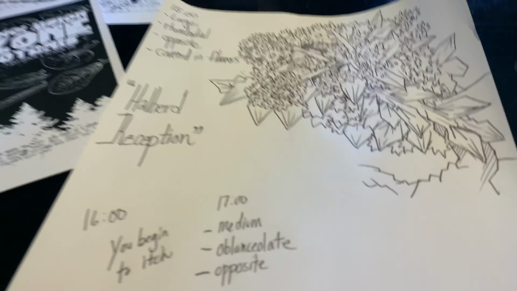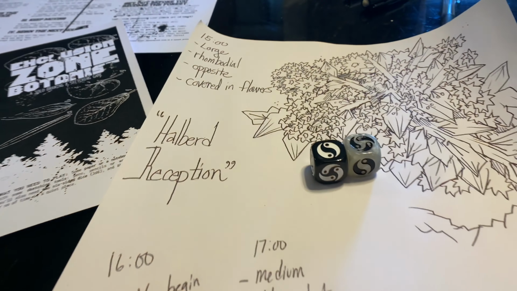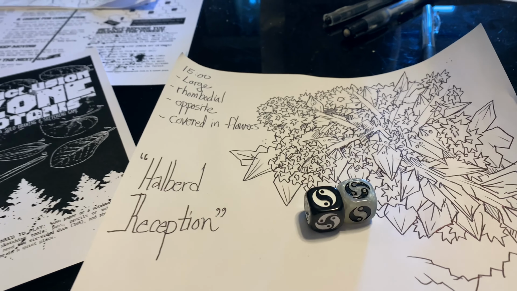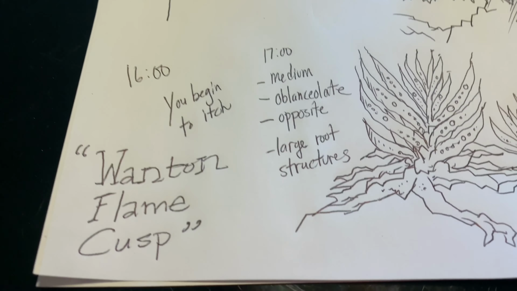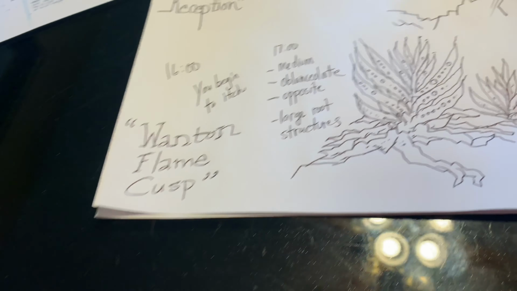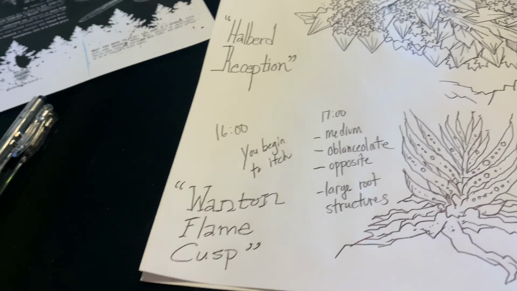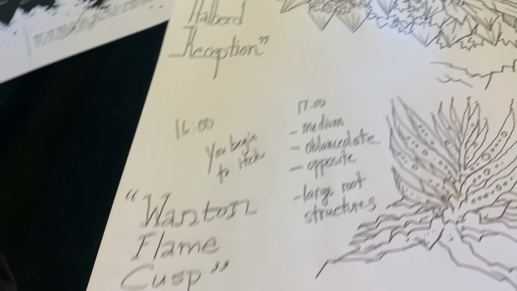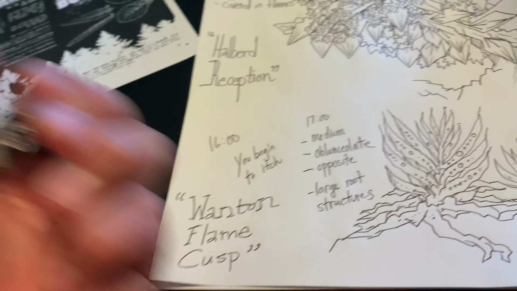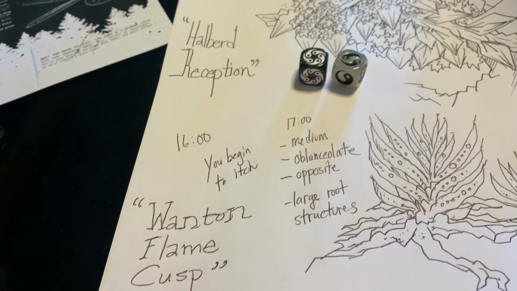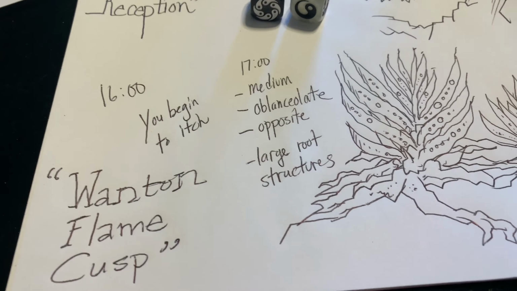And finally, unusual features. 2 and 3 is 5. Large exposed root structures. Here is wanton flame cusp. Let's roll for corruption. So we're now in 5. Risk value 5. So both of these dice show 1 through 4. We have been corrupted. No, this 5 saves us from being corrupted.